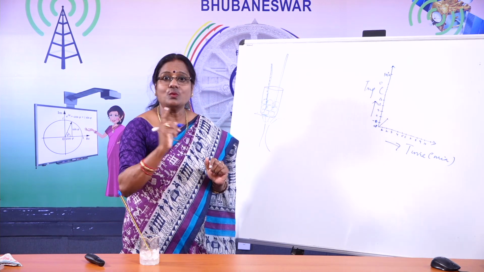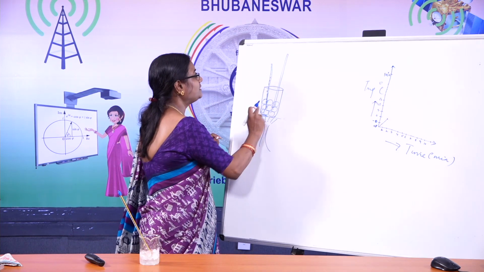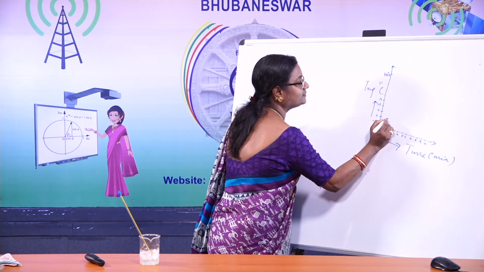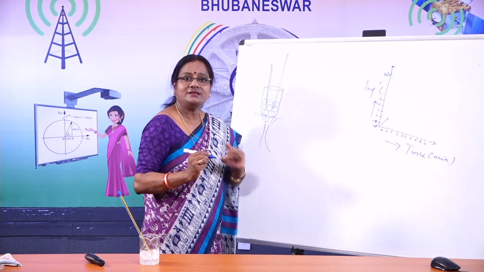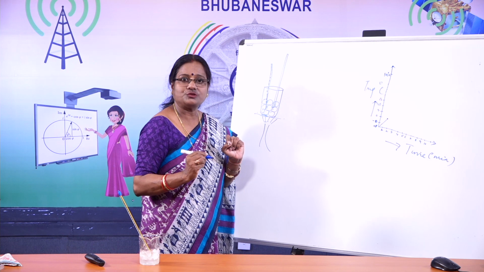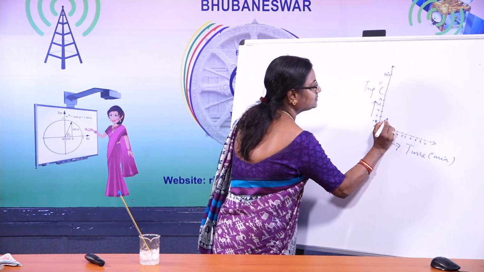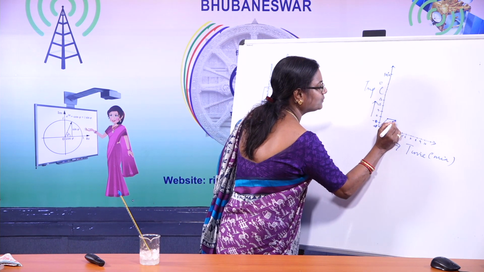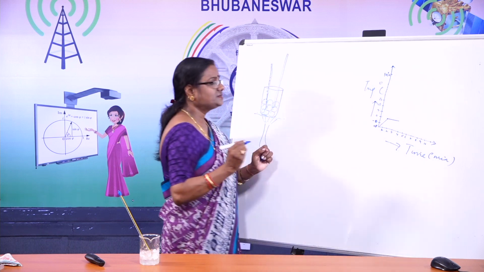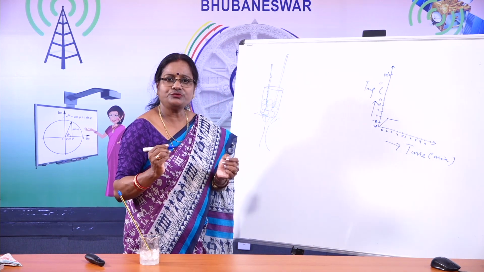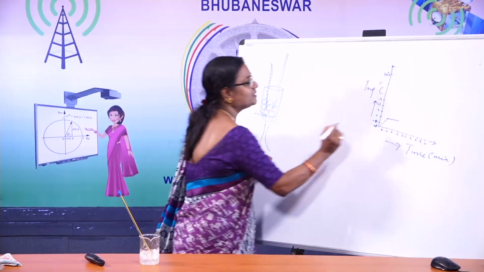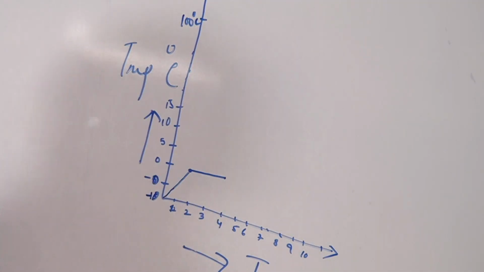But children, one thing happens when it reaches 0 degree centigrade. You will find that there is no rise in temperature. Means here the temperature for a few minutes, say up to 2 to 3 minutes, what happens? It doesn't rise. There is no rise in temperature. Why does this happen? We have been stirring it continuously. We have been providing it heat.